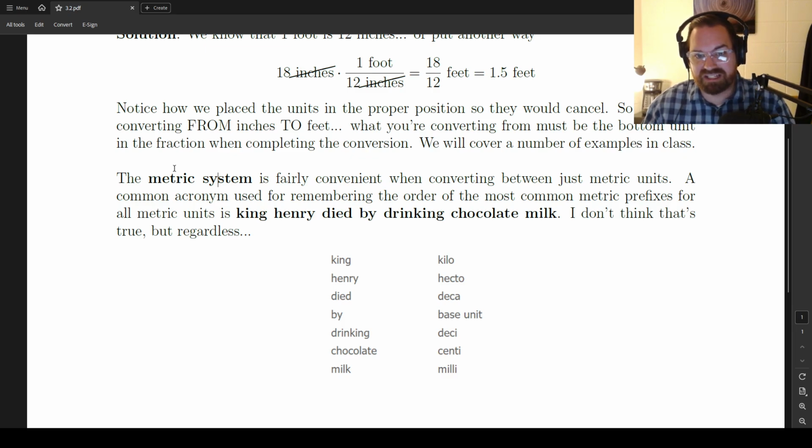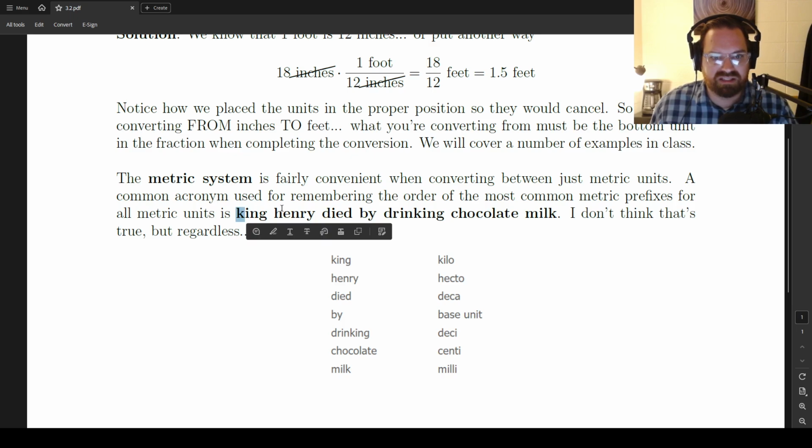So it makes life a lot easier, but the standard prefixes that we use, so kilo, hecto, deca, deci, centi, milli, you can remember them with this nice phrase, right? King Henry died by drinking chocolate milk. So you've got the K, kilo, hecto, deca. This is your base unit. Your B is your base unit. Drinking, deci, centi, milli, right? You got the M there.